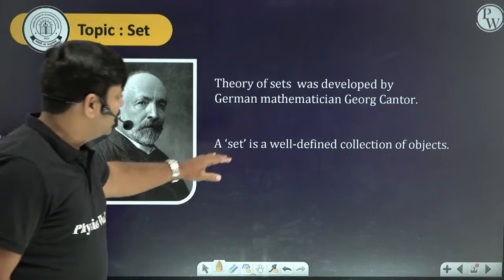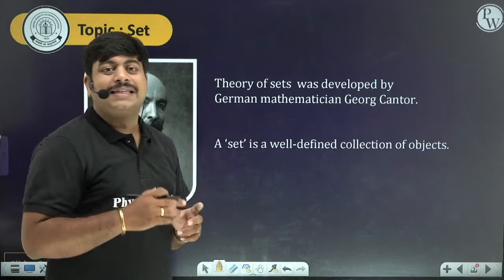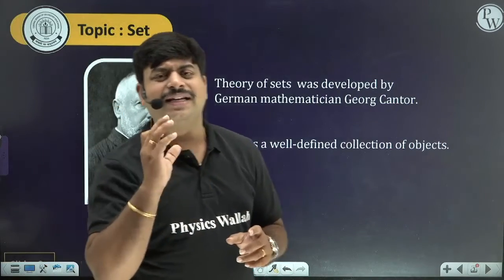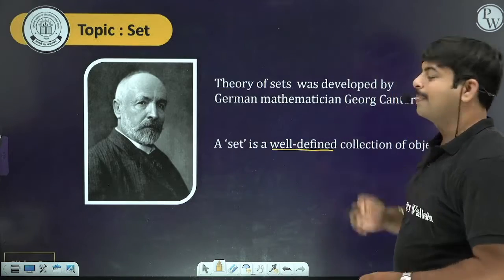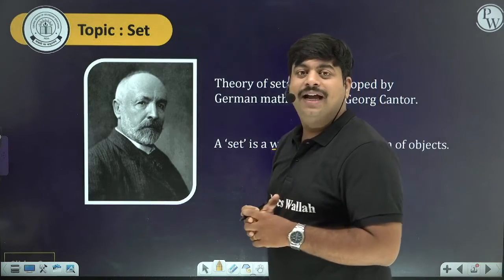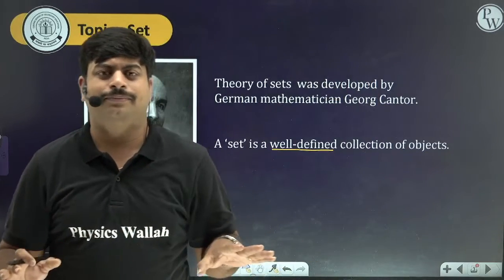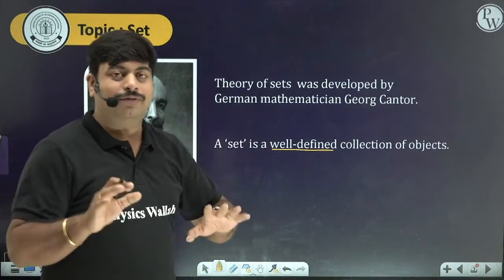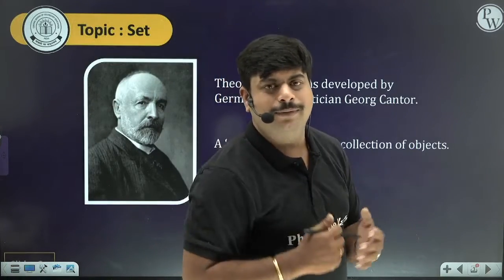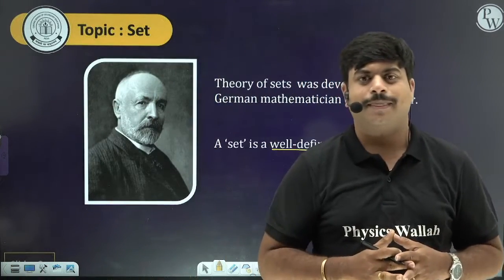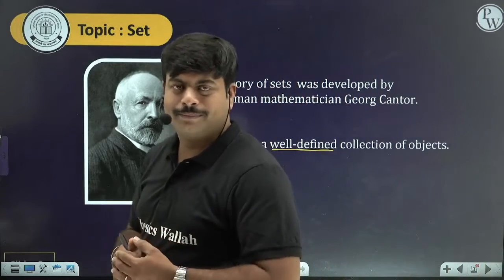So, what is it? A set is a well-defined collection of objects. A set is a well-defined collection of objects. What do you mean by well-defined? When I say well-defined, the answer to any question should be the same for everyone, right? For example, I ask you, what is your name? It's a unique name of yours, right? Okay, I'll ask you, what is the capital of India? It is a unique name.